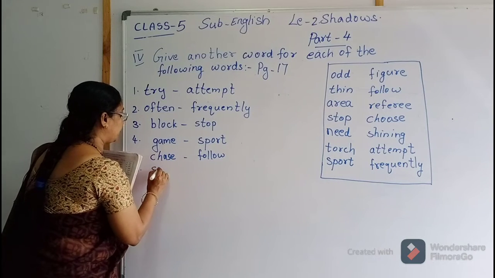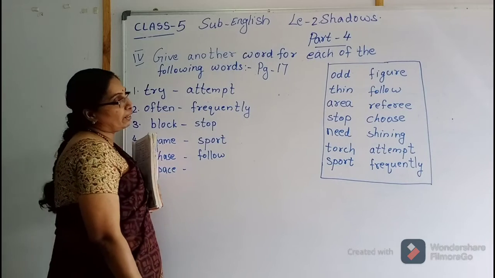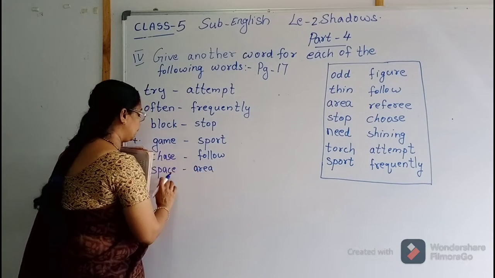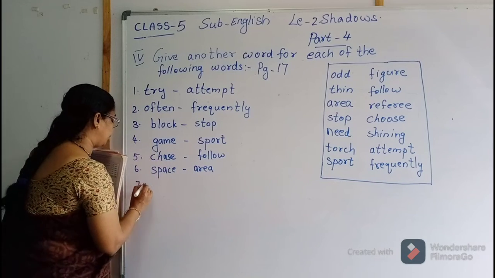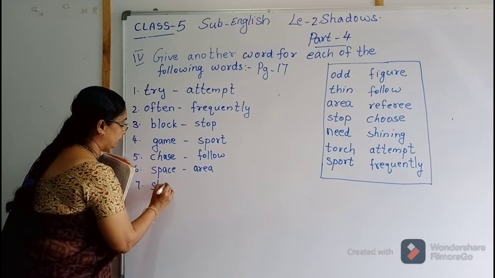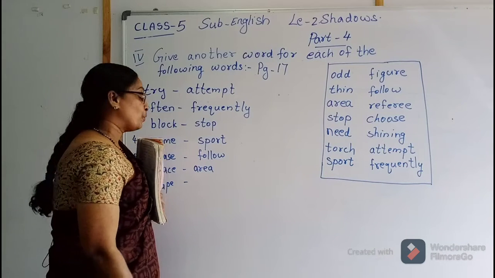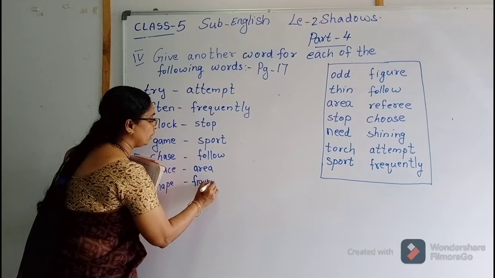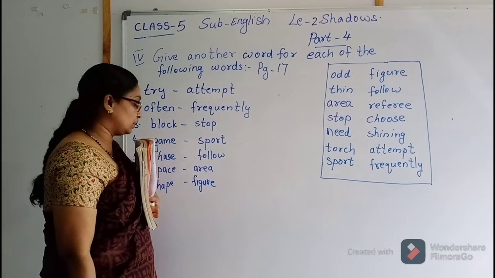Number 6, space. S-P-A-C-E. Space. We are getting the same word, that is area. Space and area also same meaning. Then number 7, shape. We are getting the same meaning, that figure. F-I-G-U-R-E. Figure. Shape, figure. Same meanings, children.